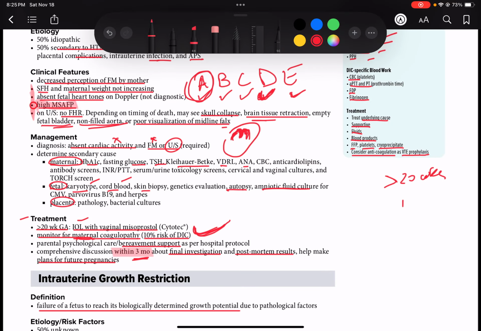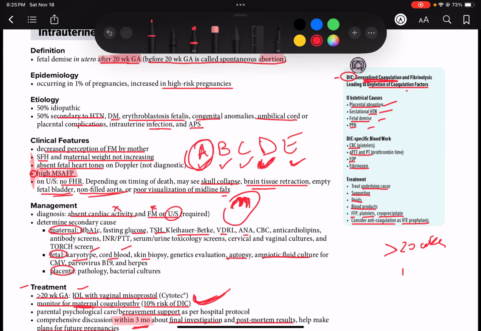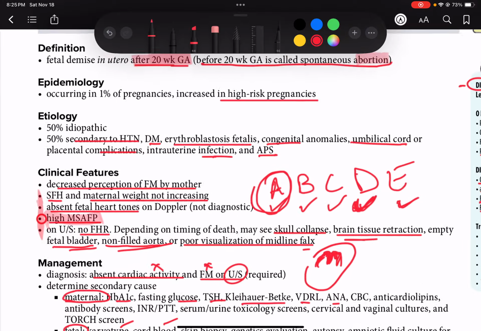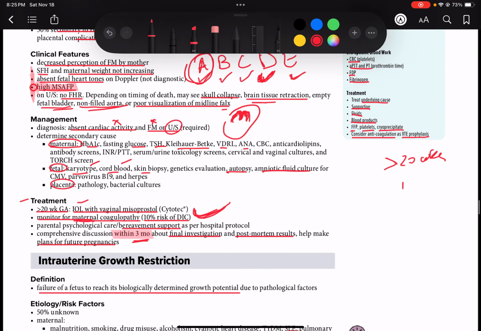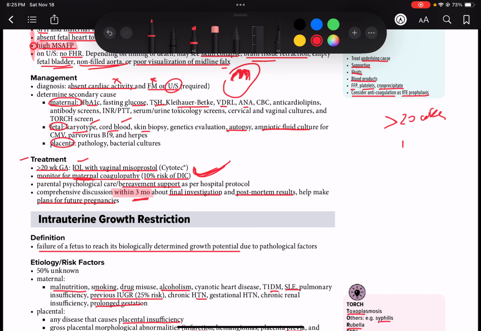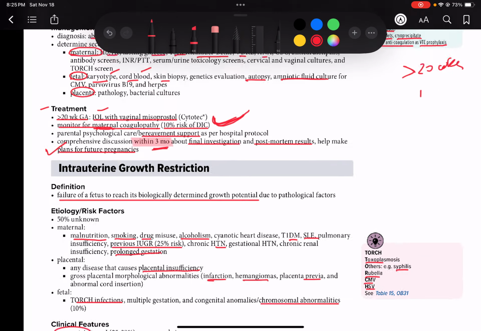So you need to make sure that in the CDM you also write this, that within 3 months there should be a comprehensive discussion about the final investigation and post-mortem results. And if any causes are identified, then what to do for future pregnancies to prevent it from happening again. So you have to plan for the future pregnancies to help them make plans.